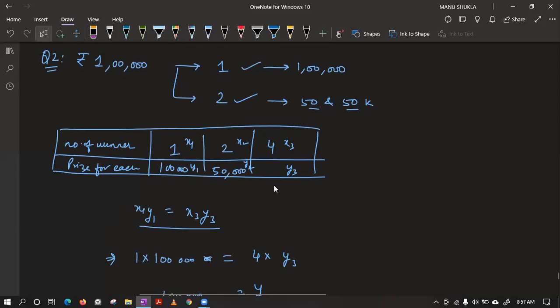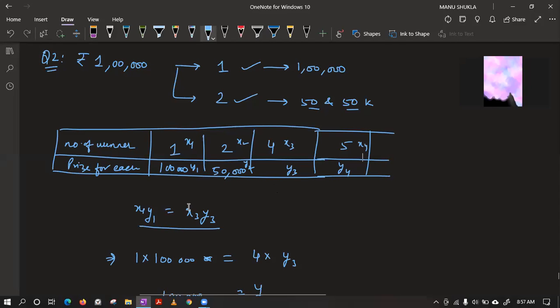Subsequently, they have given you more columns, so you can easily add the data that is given to you, like this 5. You can take it y4, x4, and so on. You can easily find the values. Now let's take question number 3.